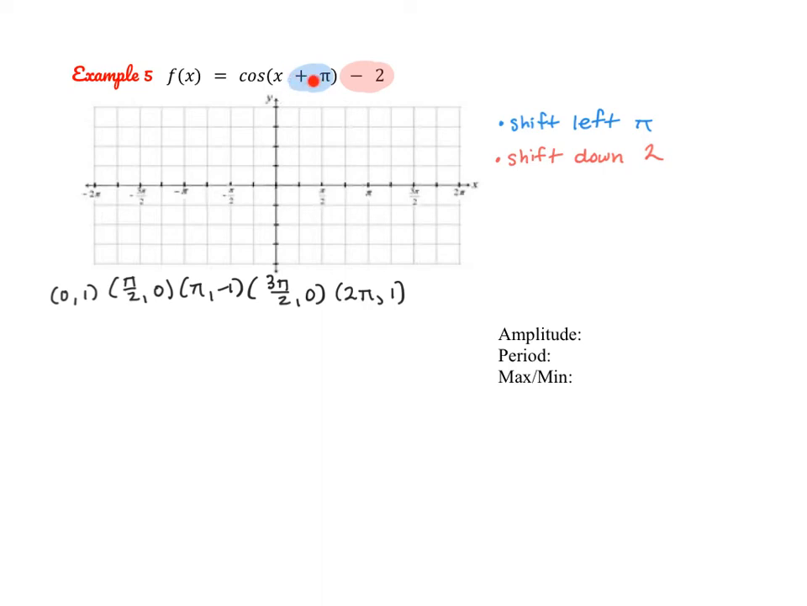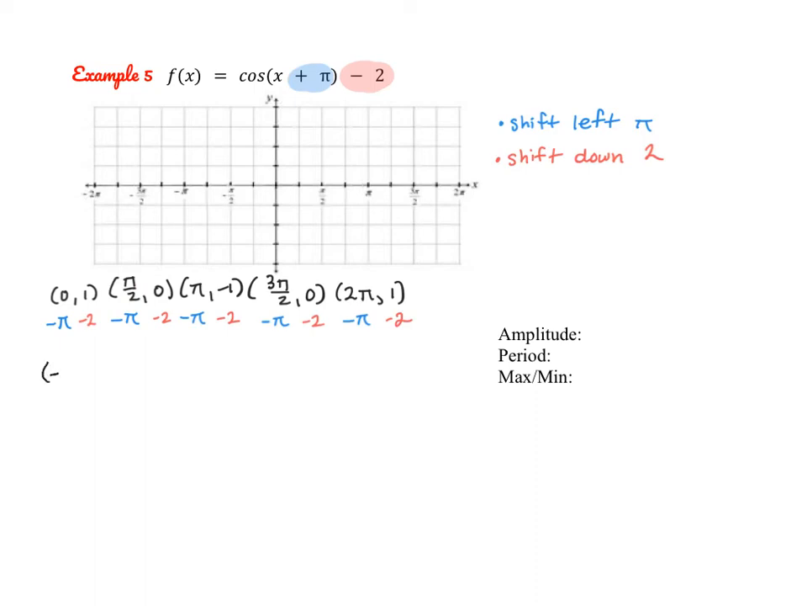So this horizontal one, since it's grouped with x, is going to affect our x value. So I'm going to subtract pi from all of our x values to shift it to the left by pi units. And then this is going to affect our y values because it's vertical. So I'm going to subtract 2 from all of our y values. So again, here we're going to be working with some fractions, so make sure that you're comfortable doing that, and we'll keep it in fraction form, no mixed numbers.